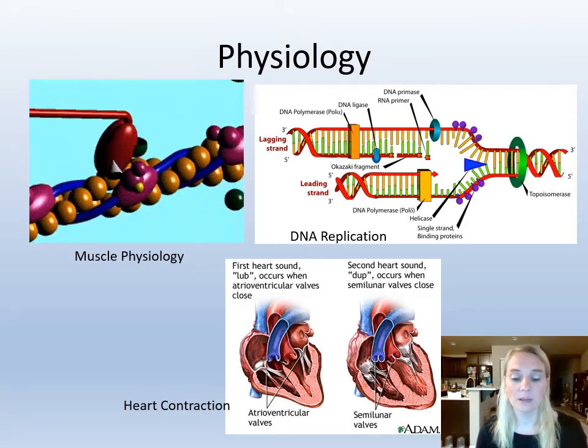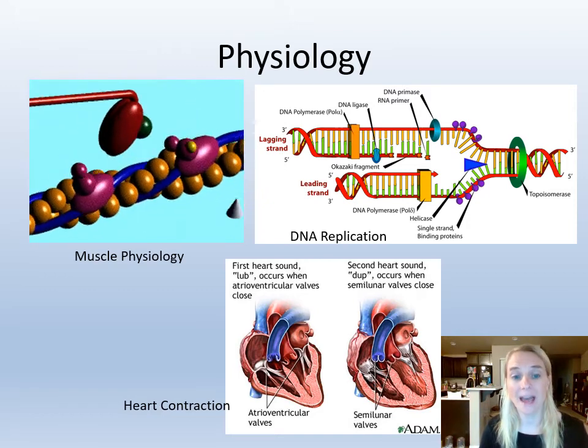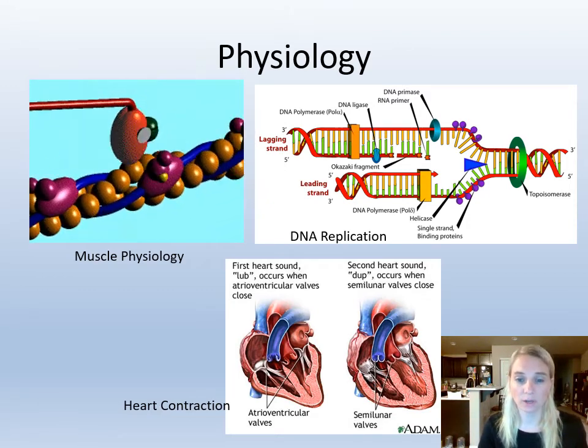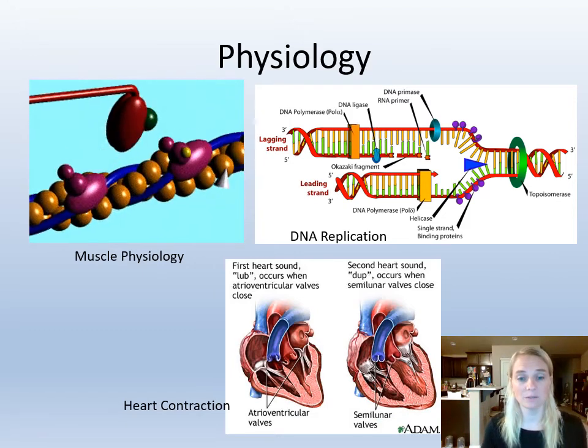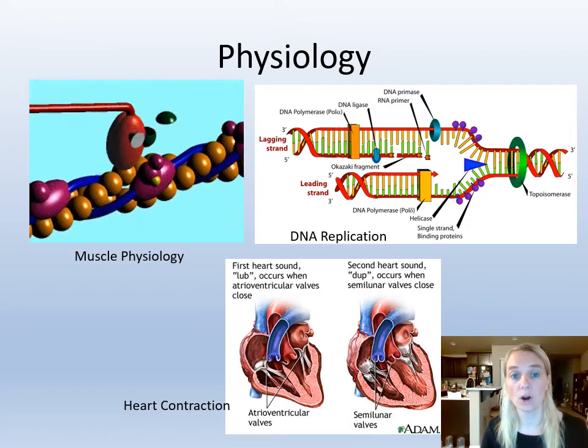And then the bottom example is the heart. So there's a lot of parts and pieces to heart anatomy, but how does the heart work? So it's contracting, it's generating pressure, it's pumping blood, it's receiving blood. So that would be the physiology of the heart itself.